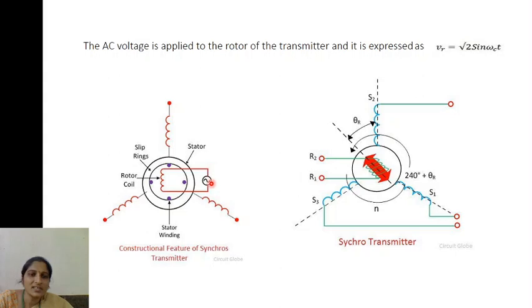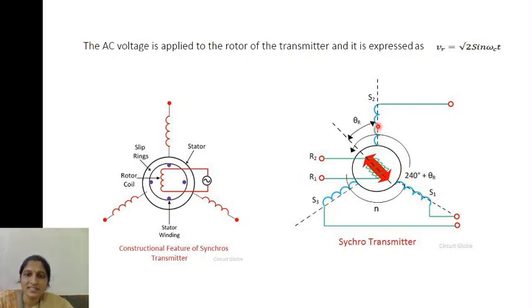For the rotor winding you will be applying the voltage, and this voltage can be measured. So for the rotor you will be applying the voltage here, and the voltage applied is of the form VR is equal to root 2 sine omega t. See here, this is the synchro transmitter. R1 and R2 indicate the rotor windings, S1, S2, S3 indicate the stator windings.